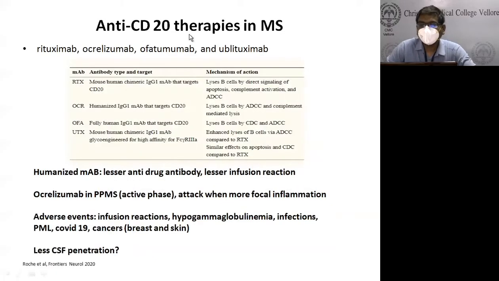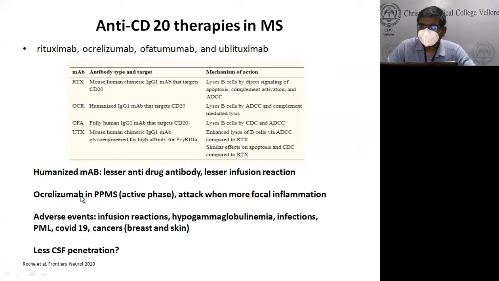So what are the anti-CD20 therapies in MS? We have rituximab, which we have been using all over. Then we have ocrelizumab, ofatumumab, and ublituximab. You have to understand that rituximab is a chimeric molecule, so with cumulative use there is a risk of anti-drug antibodies being formed. That is why the humanized monoclonal antibodies came up. And the humanized ones like ocrelizumab have a lesser risk of infusion reaction.